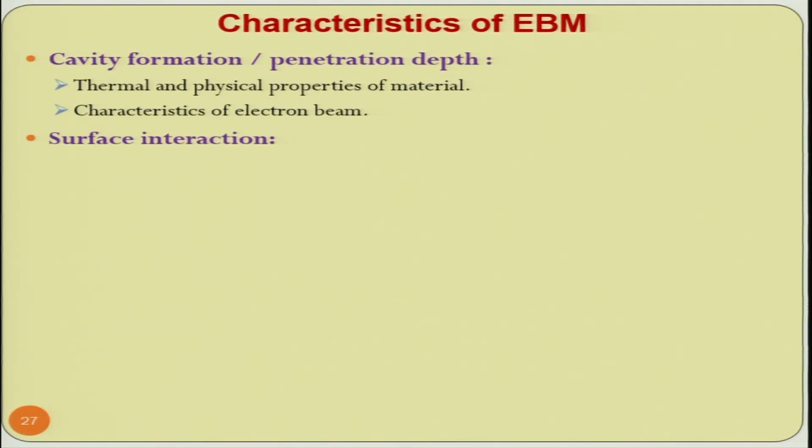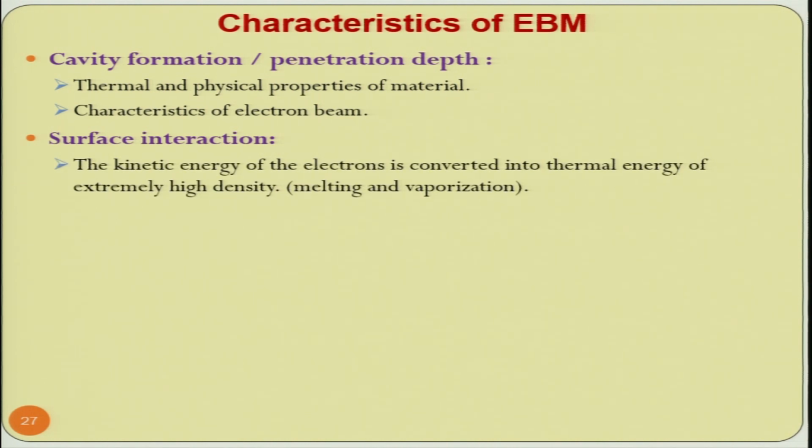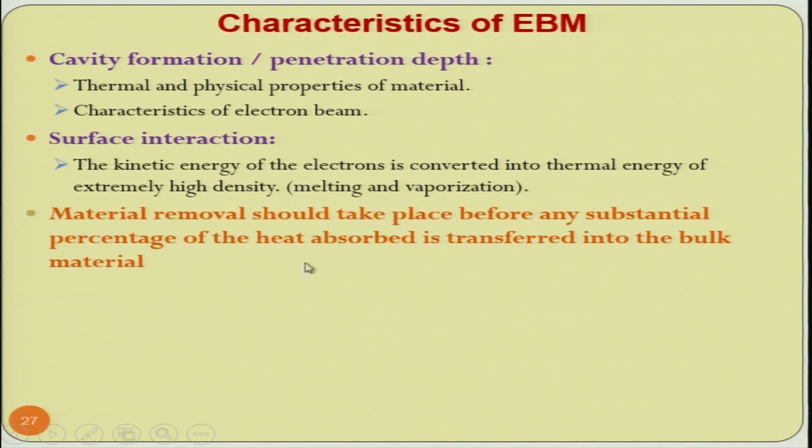Now, surface interaction of the electron beam with the workpiece material: the kinetic energy of the electrons is converted into thermal energy of extremely high density. And this extremely high density thermal energy will result into the melting and vaporization of the workpiece material. To what extent depends upon the properties of the workpiece material and the energy being input.